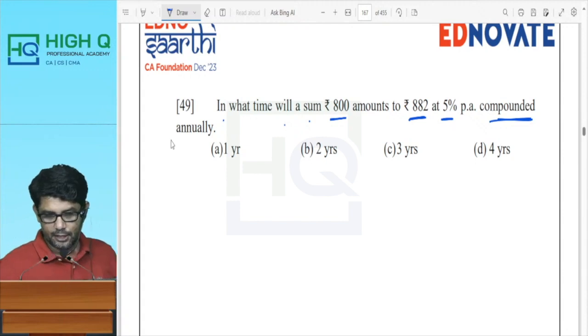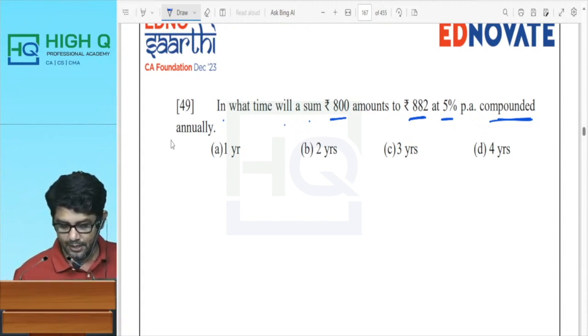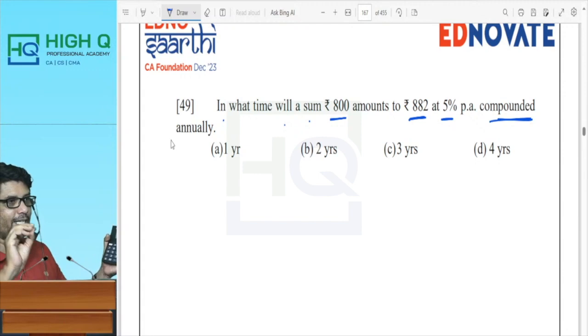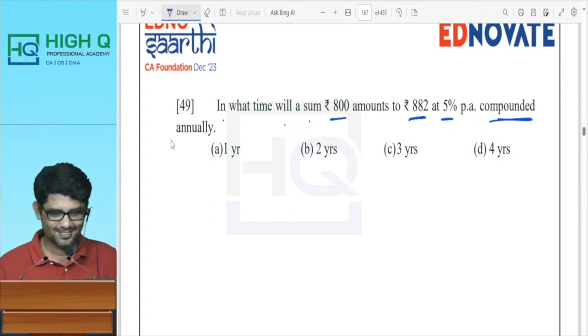Perfect. Use the trial and error method. What I do, I simply do. First I try 800 plus 5%. I am not getting 882. So 1 year not possible. Another time 5%. I got it. So 2 years.